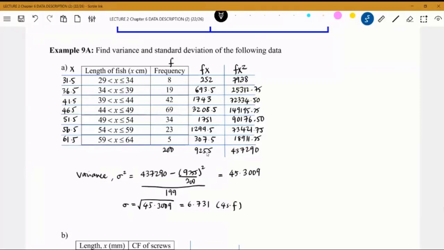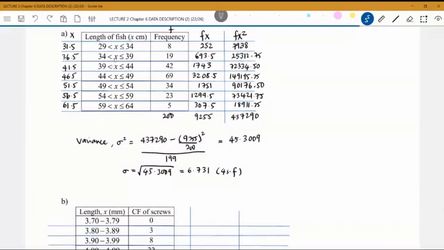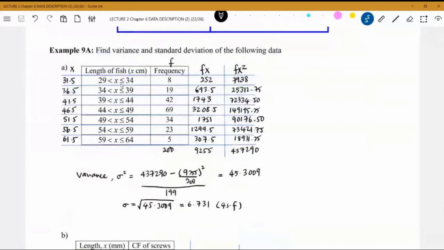Okay, so far so good, everyone? Alright, so the next one, part B, where we have it. So as you can see here, oh yeah, wait, semua saya terlupa.